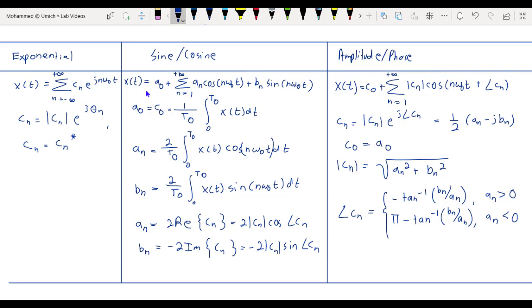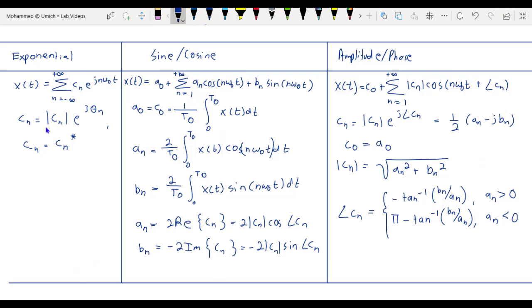For the sine-cosine representation, x of t can be written as a naught plus the sum from n equals 1 to infinity of an cosine of n omega naught t plus bn times sine of n omega naught t. Lastly, for the amplitude phase representation, we have x of t equals c naught plus the sum from n equals 1 to infinity of magnitude of Cn times cosine of n omega naught t plus angle of Cn. And here I've written out the expressions for Cn, c naught, magnitude of Cn, and the phase angle of Cn in terms of the sine-cosine coefficients an and bn.